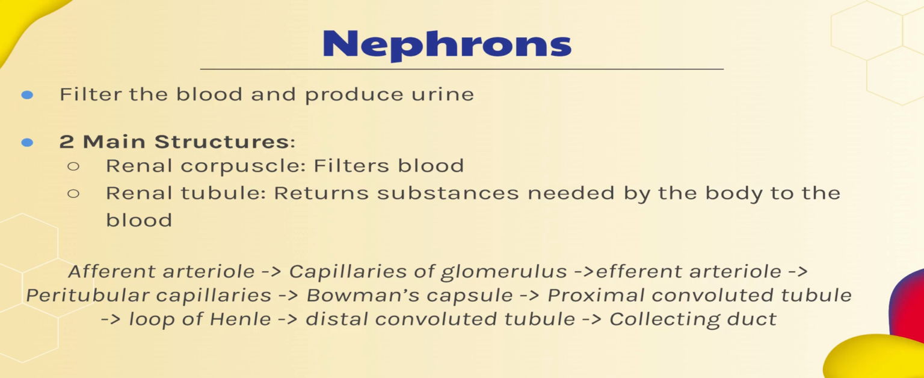Blood from the renal artery flows into the glomerulus through a small afferent arteriole and leaves the glomerulus through an efferent arteriole. This arteriole conducts blood to a second set of capillaries, which are known as the peritubular capillaries, and they surround the renal tubule. Bowman's capsule has an opening in its bottom through which filtrate passes into the renal tubule.